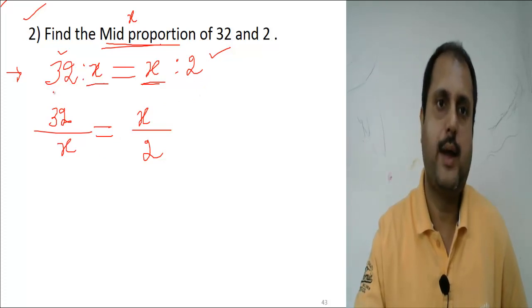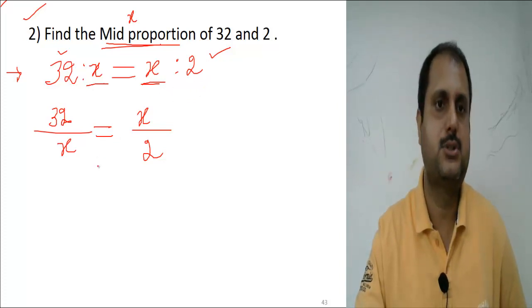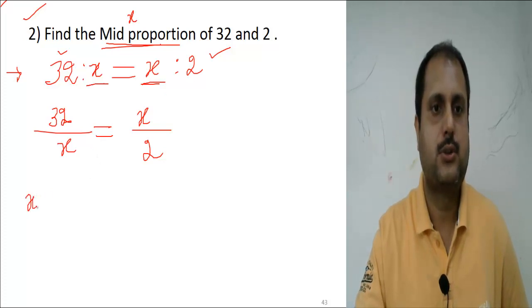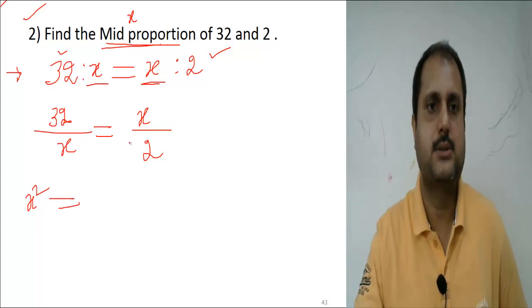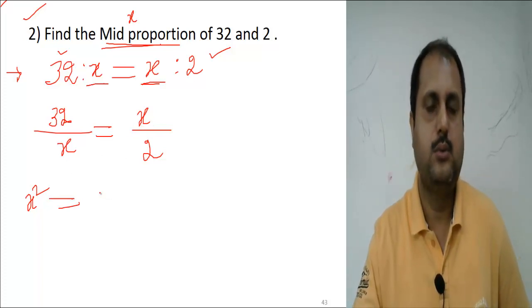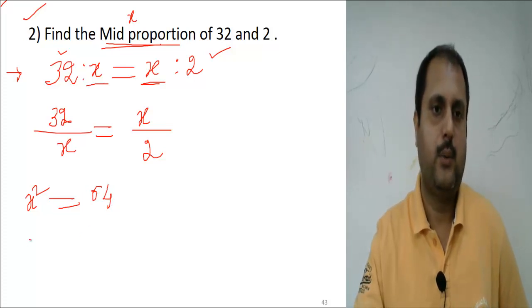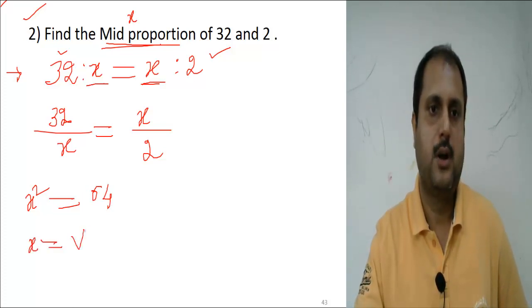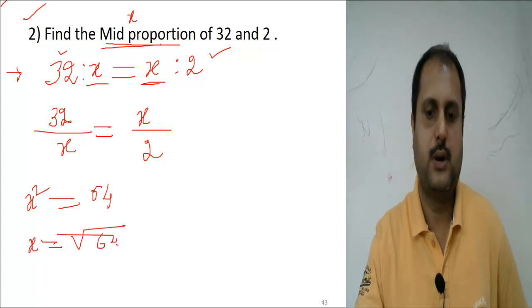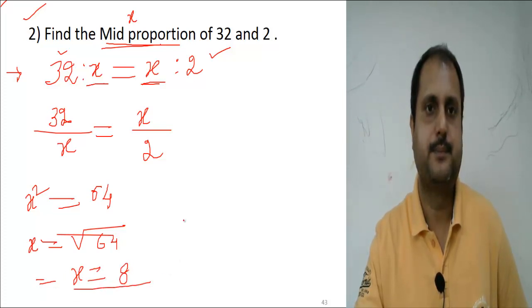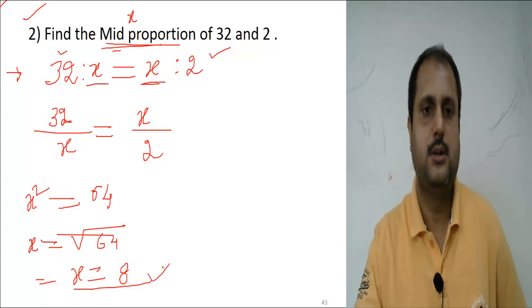Now you can find out. You have framed the equation. Equation आपने बना लिया, अब इसे solve कर लीजिए. Now x square equal to x multiplied by x. Now 32 by 2, 2 times 32 is 64. Now x equal to under root 64. So what will be the answer? x equal to 8. So this is the mid proportion.